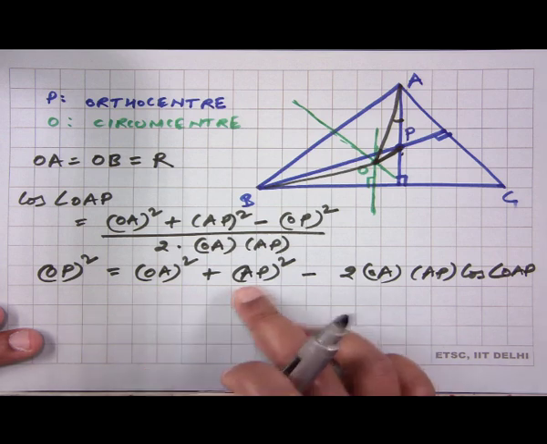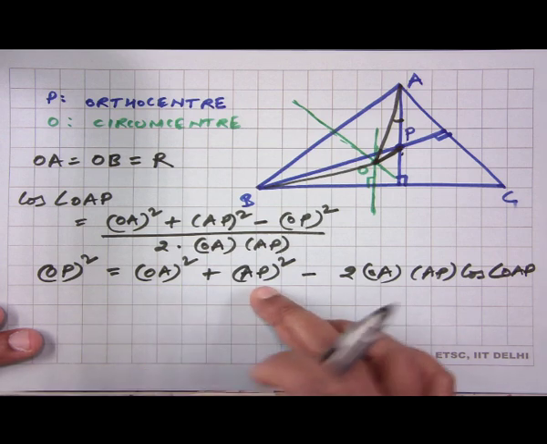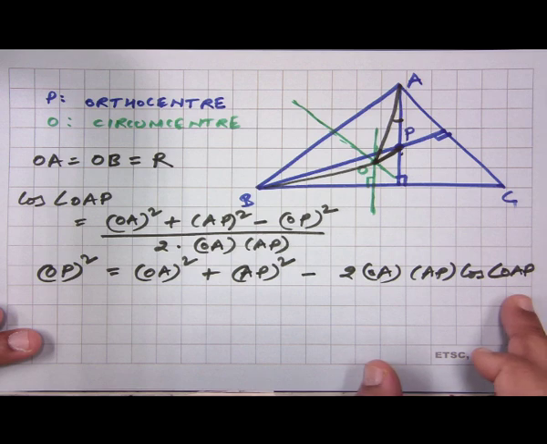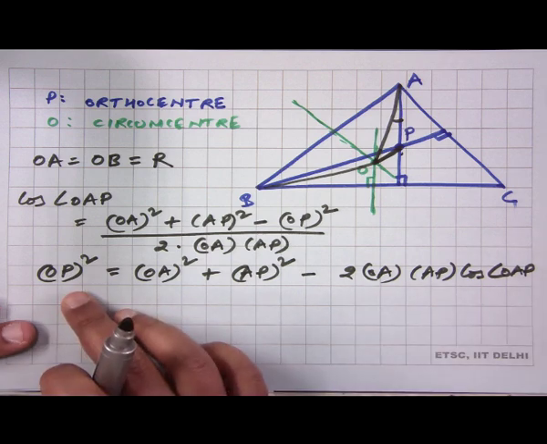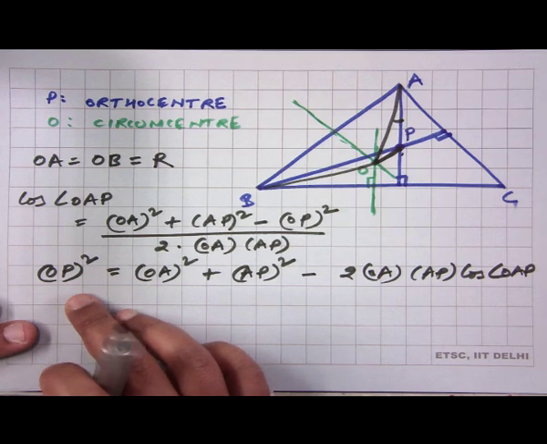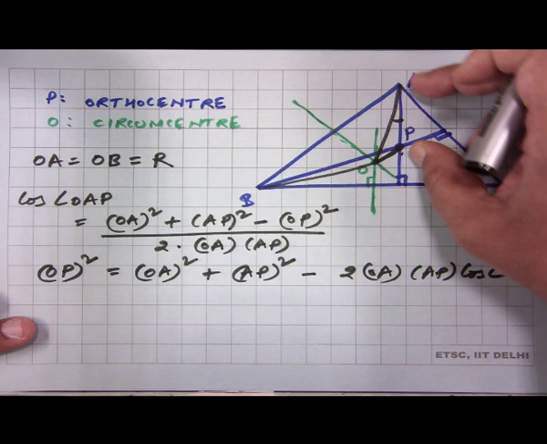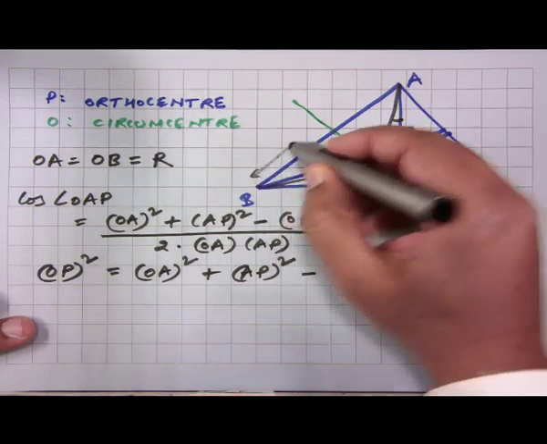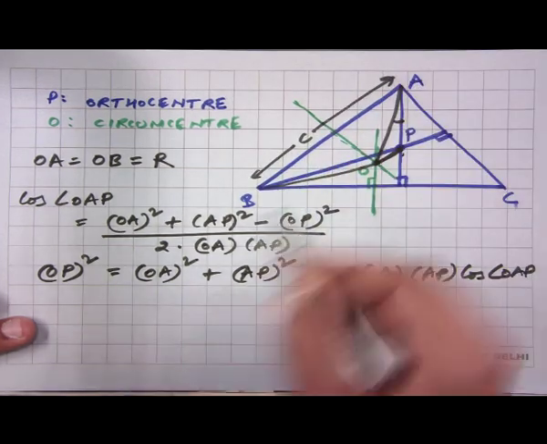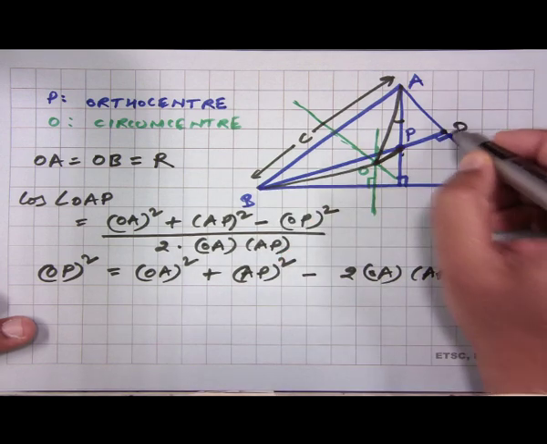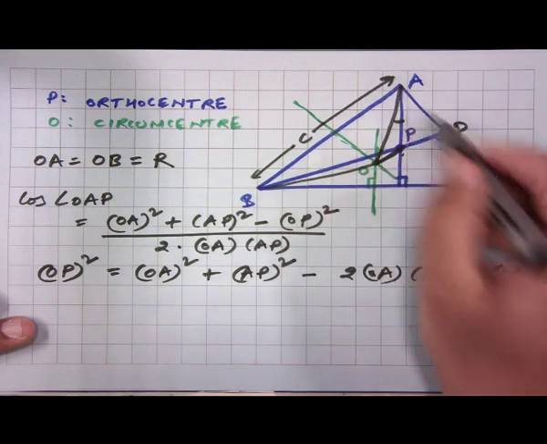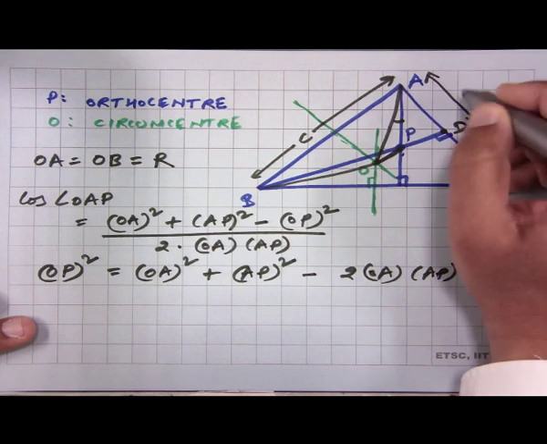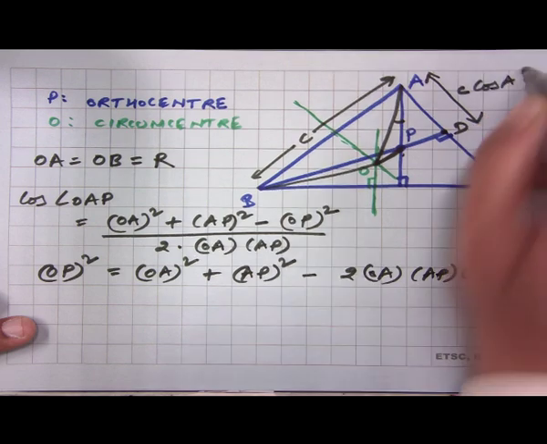Therefore, if we can somehow find an expression for AP and the value of this angle OAP, then by substituting those expressions we should be able to get an expression for OP. So, that is the approach we are going to take. Let us find an expression for this length AP. Now, we know that the length of this side is C, and because let us say this point is D, because DBA is a right angle triangle with C as the hypotenuse, this length is C cos A.